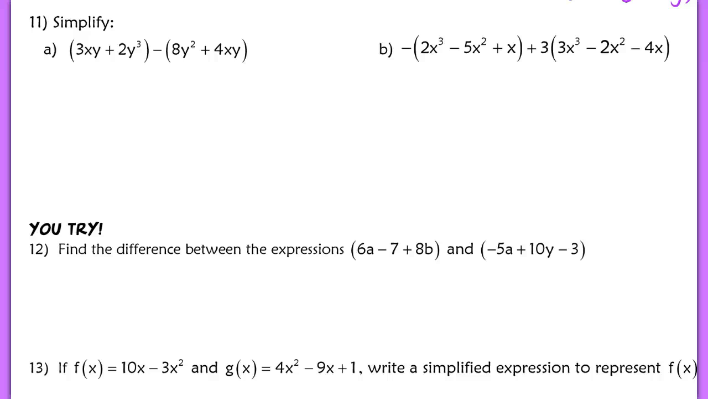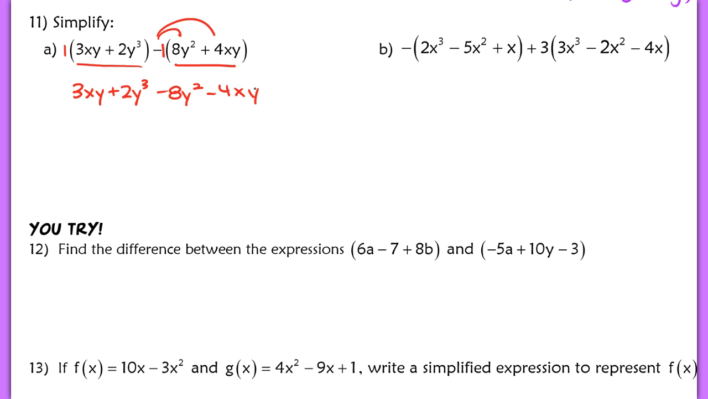In this example, the problem is very similar to what we've seen before. We have a set of parentheses minus another set of parentheses, so we know we are going to use the distributive property. Now when I distribute this 1 out in front here, remember it doesn't change the inside, so I can just drop the parentheses and keep the inside the same. That's going to stay 3xy, and this term will stay positive 2y cubed. Now the second set of parentheses has a negative 1 out in front, which will change both of those terms when I distribute. It'll make both of those become their opposites. So instead of positive 8y squared, now it becomes negative 8y squared. And that 4xy changes to negative 4xy.